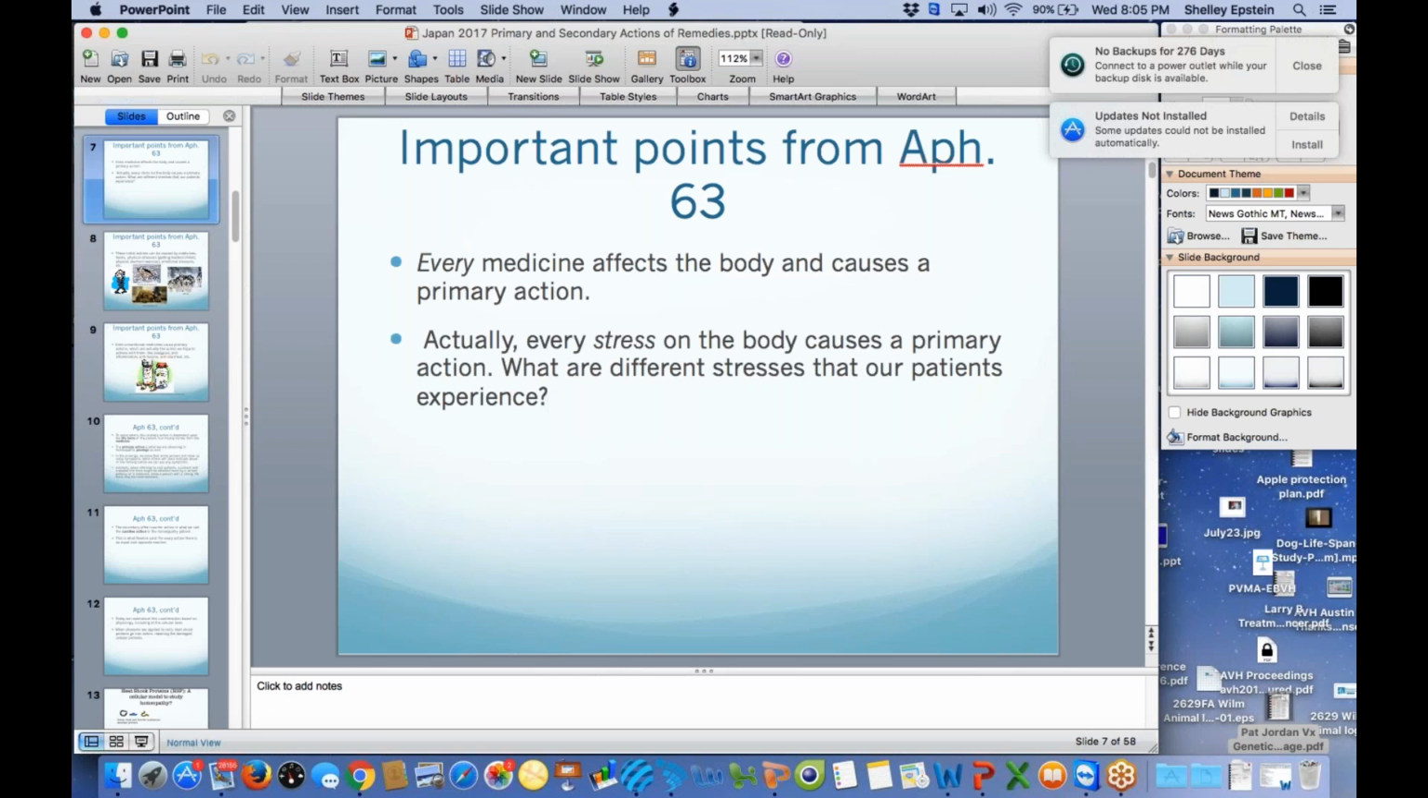Do our patients experience stressors? Everybody there?